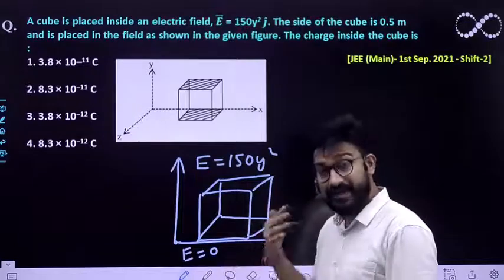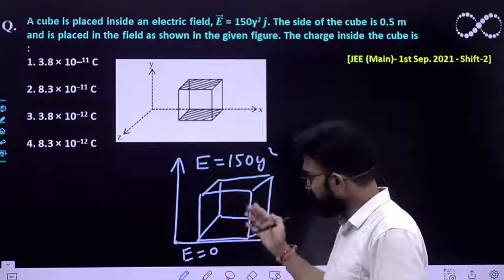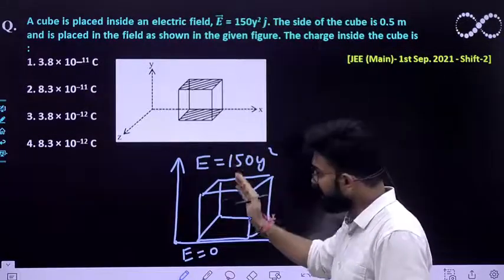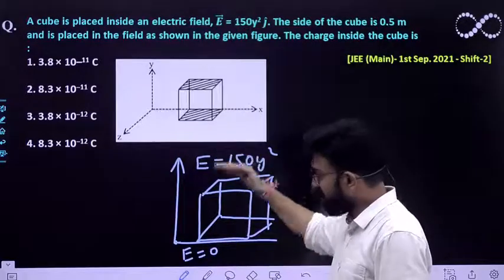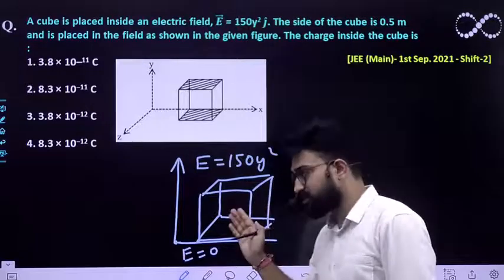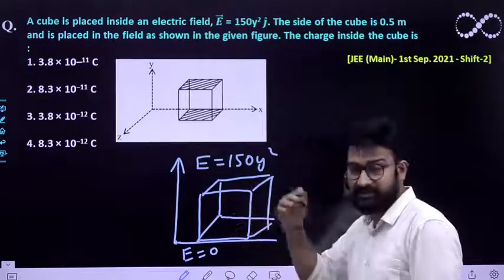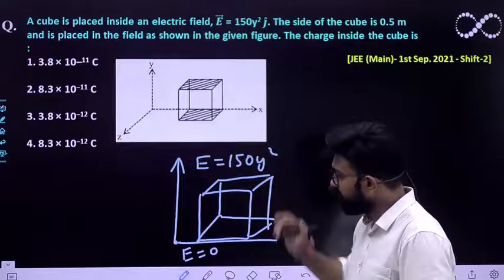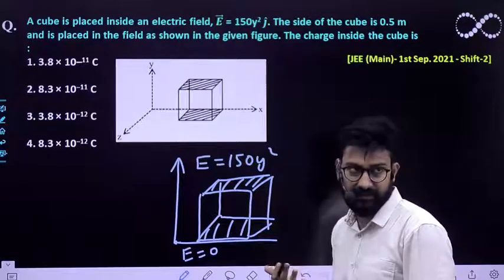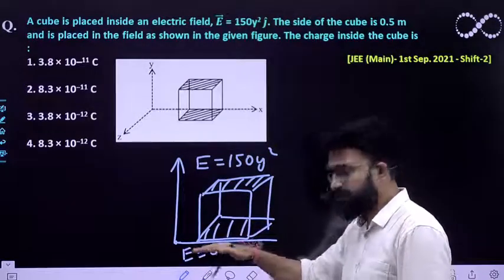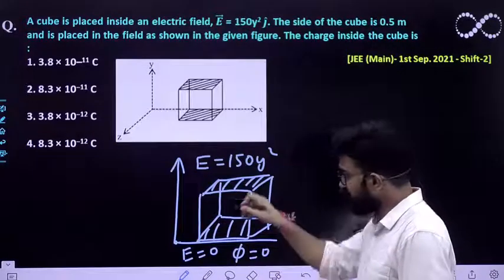Since the electric field is only acting along the y-axis, we can visualize the question as if the electric field is along the y-axis only, and the electric field produces a flux, and the flux would be linked only along the y-axis. So no flux will be linked along the side faces, because the electric field is only along the y-axis and it is variable. So the flux at the base and at the upper face would be different. The electric field at the base is 0, so the flux linked should also be 0. And what about the upper face?